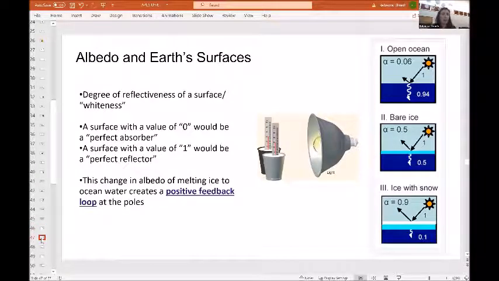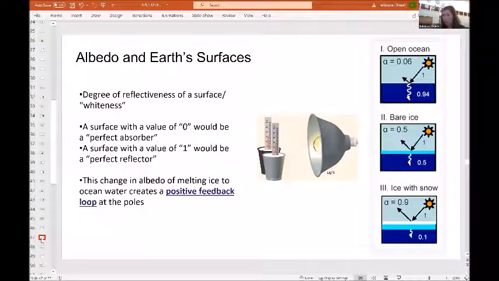Another issue that is tied in with this is a positive feedback loop. So let's go back to what's happening with the oceans as far as their ability to absorb energy in the first place. Last week, I mentioned albedo. That's a degree of reflectiveness, or a degree of how much energy can be absorbed by a surface, and it's dependent on pigment or color. So a surface with a value of zero would absorb all of the light that hits it. A surface with a value of one would reflect all the energy that hits it.